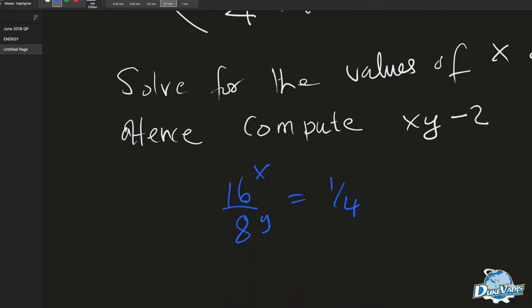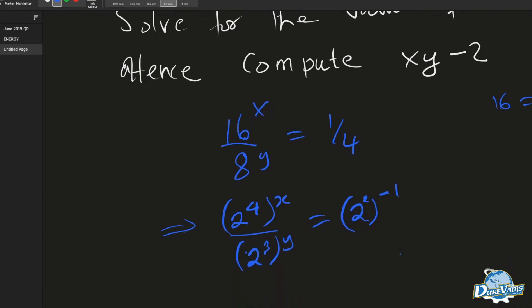So what do you have to do? We have to break it down. This 16 for sure is 4 times 4, and also 2 times 2 times 2 times 2. So that states that 16 is 2 raised to the power 4. Then we have our x out, and 8 is 2 raised to the power 3. We have our y out, and this is equal to 2 raised to the power 2, then negative 1.